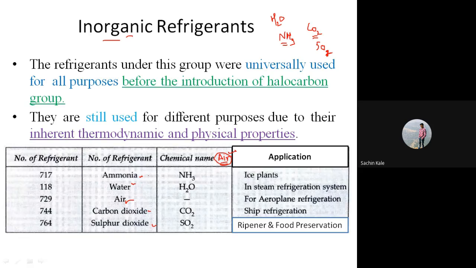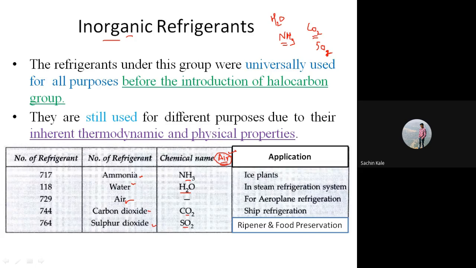The chemical formula of ammonia is NH3. Water has the chemical formula H2O. Air does not have a specific chemical formula. Carbon dioxide has the chemical formula CO2. Sulfur dioxide has the chemical formula SO2.